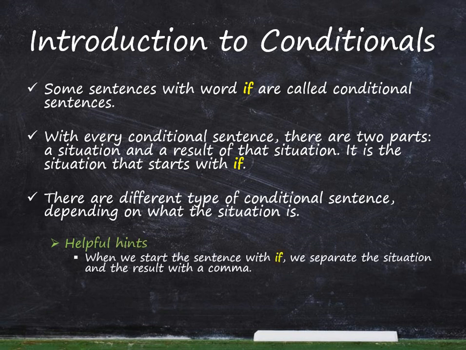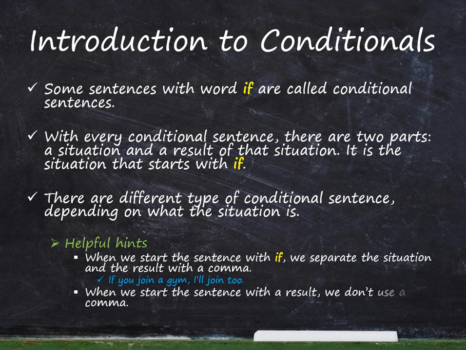When we start the sentence with if, we separate the situation and the result with a comma. If you join a gym, comma, I'll join too. When we start a sentence with a result, we don't use a comma. I'll join a gym if you join a gym.